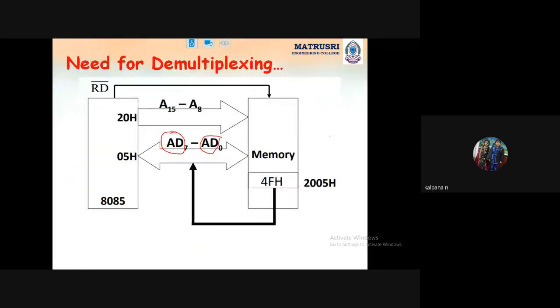Now, at what time will which pin be enabled? When will A be enabled and when will D be enabled? How can we say? Are you following me? IO/M bar is also one pin, with two functions. IO is one function, M is the other function, but there we have mentioned a bar on the M.